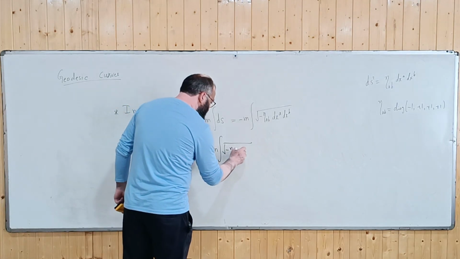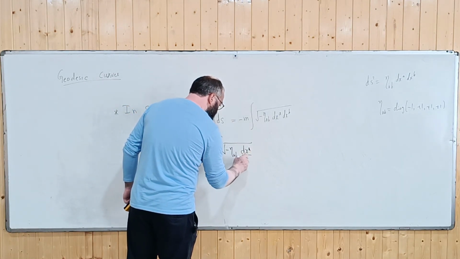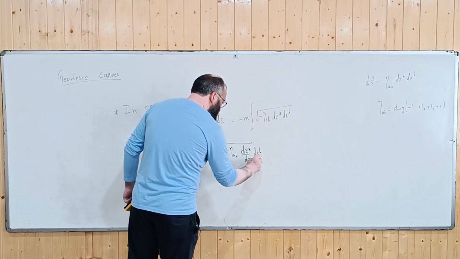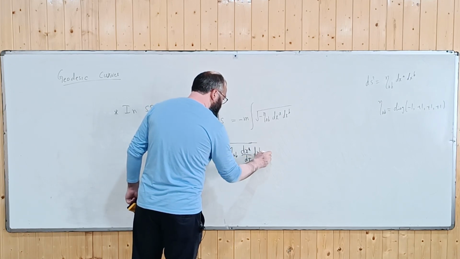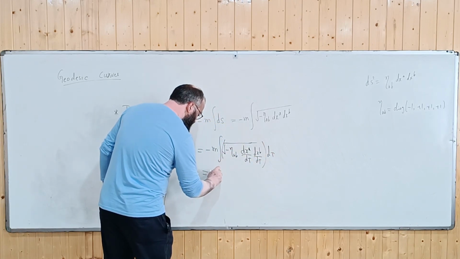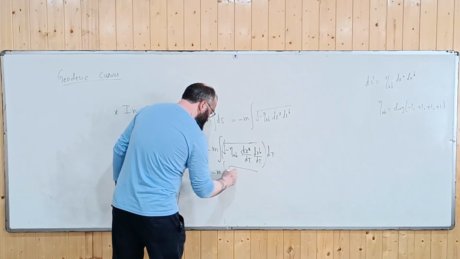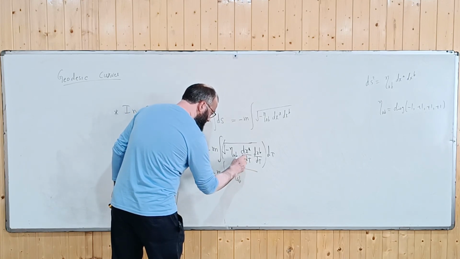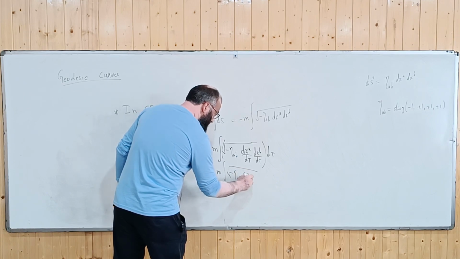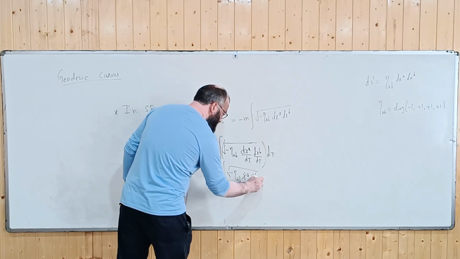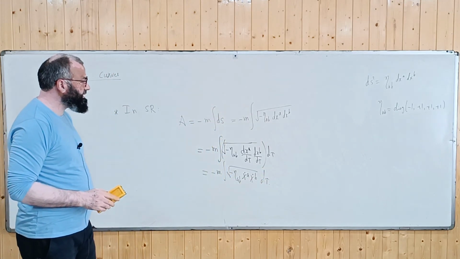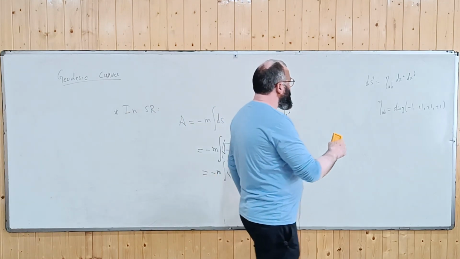Okay, so I can put it like this: dxa by d tau, dxb by d tau. And then you can write d tau outside like this. So that means it's minus m integral of root of minus eta ab, which you can write like this: x dot a, x dot b. Okay, so these things we have already done. So let's make a variation of this action.